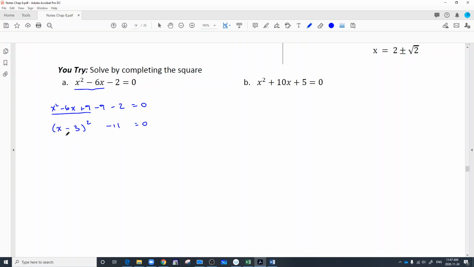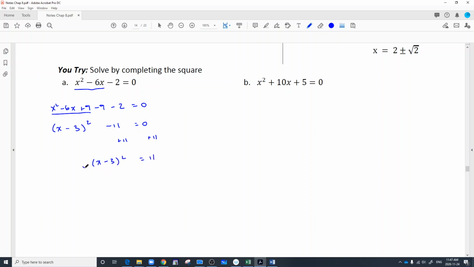Now, if I was to graph, I could tell that my a value is a 1, it's a normal parabola opening up, my vertex is at 3, negative 11. But if I want to find the x-intercepts, I'm going to add 11, and I'm going to get x minus 3 all squared is equal to 11.